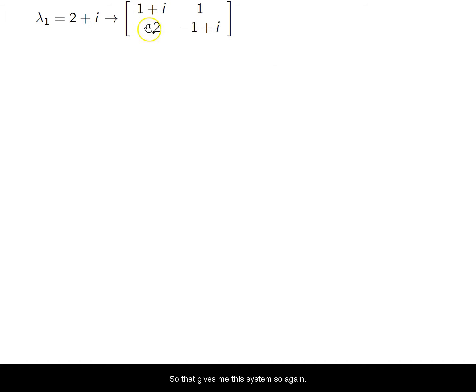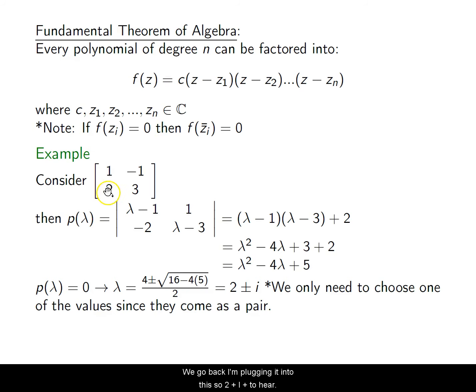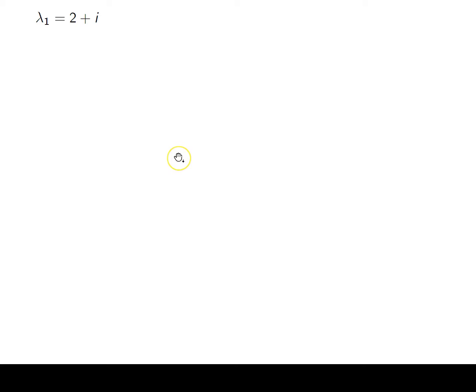So that gives me this system, okay? So again, if we go back, I'm plugging it into this. So 2 plus i into here gives me 2 plus i minus 1. So that's 2 minus 1, which is 1, plus the i, so 1 plus i. And then I do that for this lambda as well, and this is the form that I get out, okay?